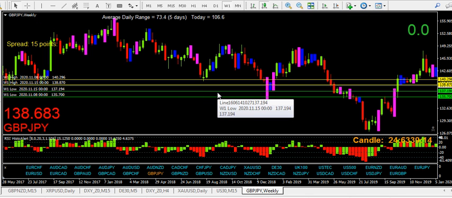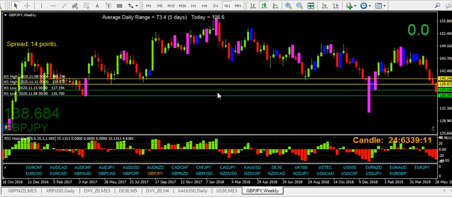I thought that was fantastic, and also the way the Strat uses the reversals. You've got your 2-1-2s and all that sort of thing, different candles. Basically this is a 3, the outside bar, 1 is the inside bar, and everything else is a 2.